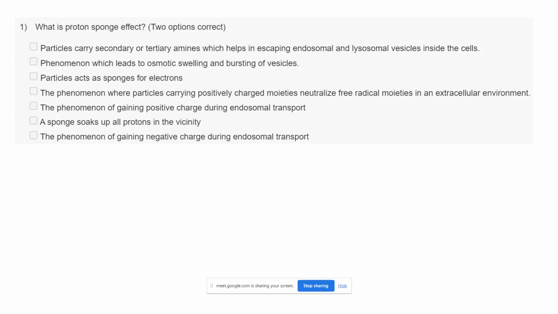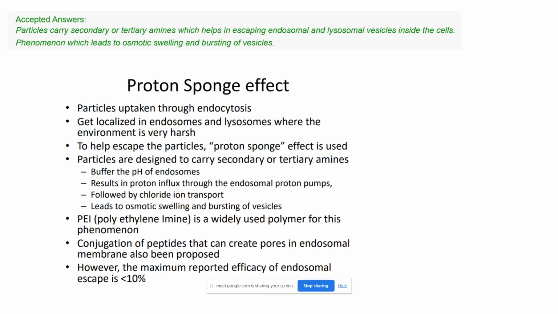So the first two options are correct. Particles carry secondary and tertiary amines which help in escaping endosomal and lysosomal vesicles inside the cells, and this phenomenon leads to osmotic swelling and bursting of vesicles. So proton sponge effect is basically a strategy to escape from the endosome and lysosomes, wherein we can design the particles such that they have secondary and tertiary amines that will lead to more ions inside the vesicles as compared to the outside. This will attract more water, diffusion of water into the vesicles, and this would lead to osmotic swelling and bursting of vesicles.